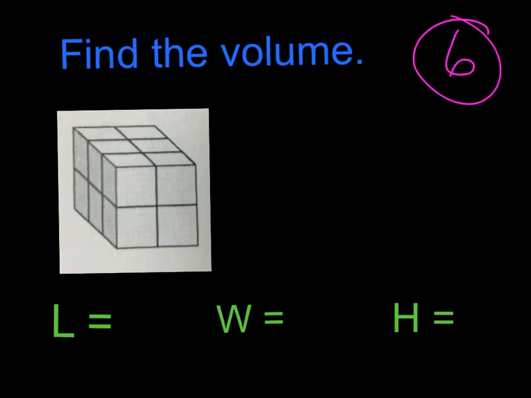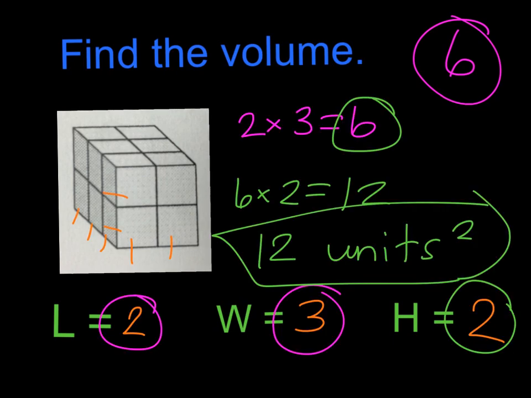Problem number 6, you need to find the volume of this rectangular prism. After you have solved it, check the video to check your work. The length was 2, the width was 3, the height was 2. 2 times 3 is 6, then 6 times 2 is 12, so your volume is 12 units squared.